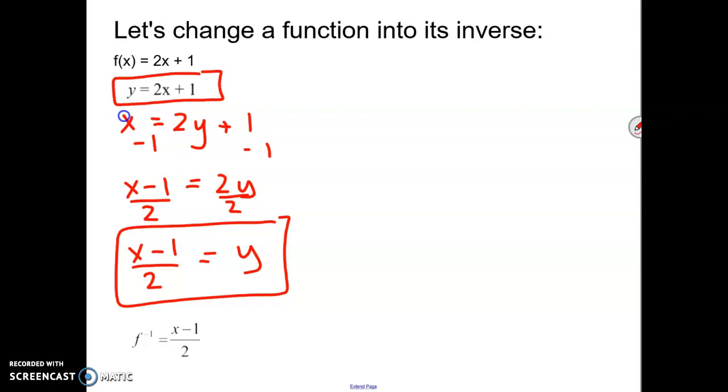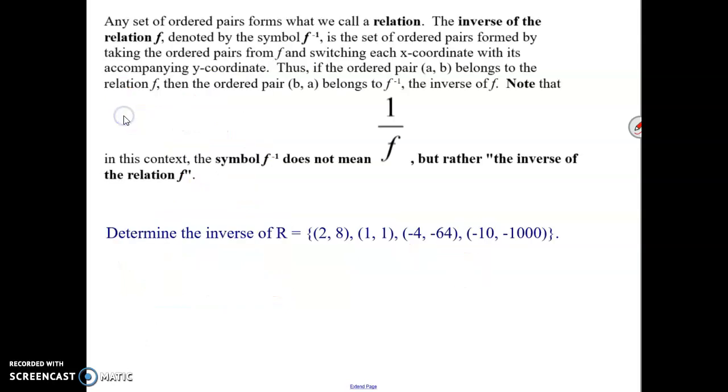When we write inverse, we say -1 as an exponent. That again means the inverse equation. So we'd say the inverse is x minus 1 divided by 2. So these are just some notes from your booklet. It says any set of ordered pairs we call a relation. The inverse of the relation has the symbol, again, f with that -1 as the exponent. That's the inverse symbol. It's found by switching the x-coordinate and the y-coordinate. So if the pair (a, b) is on a relation, then the inverse would be the pair (b, a).